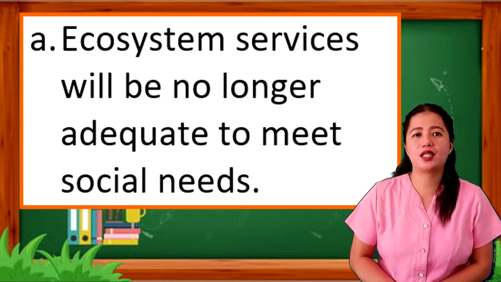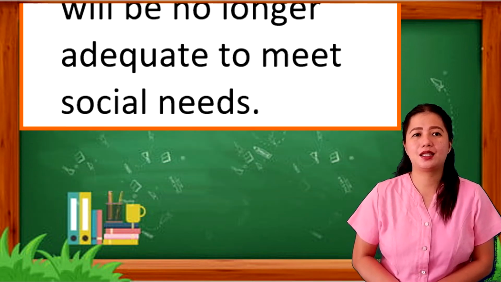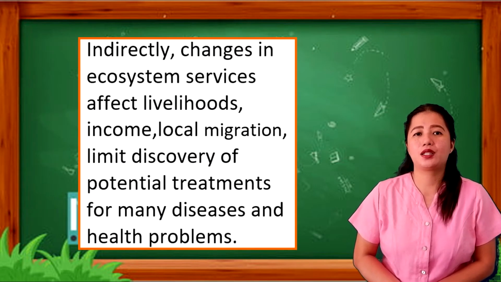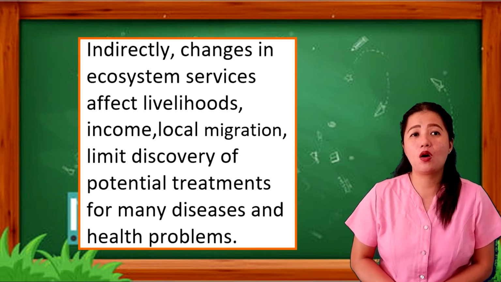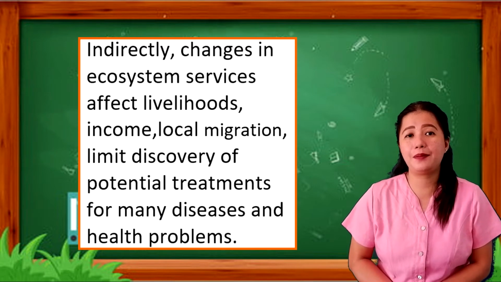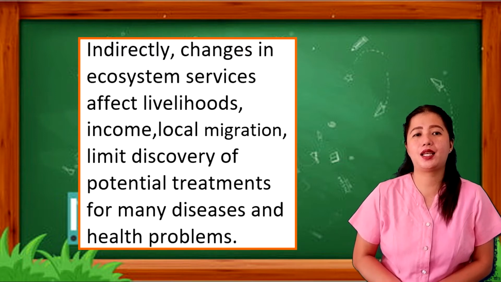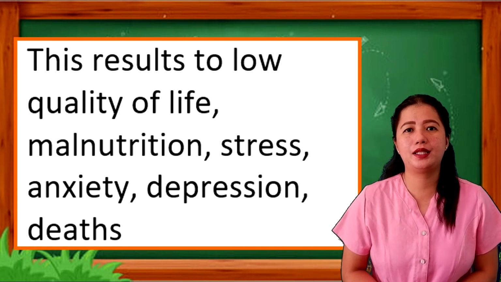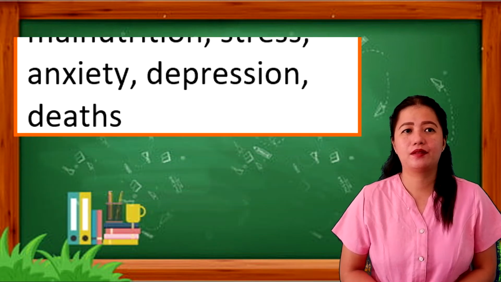Number 4, declined biodiversity. Ecosystem services will no longer be adequate to meet social needs. Indirectly, changes in ecosystem services affect livelihoods, income, and local migration, and limit discovery of potential treatments for many diseases and health problems. This results in low quality of life, malnutrition, stress, anxiety, depression, and even death.